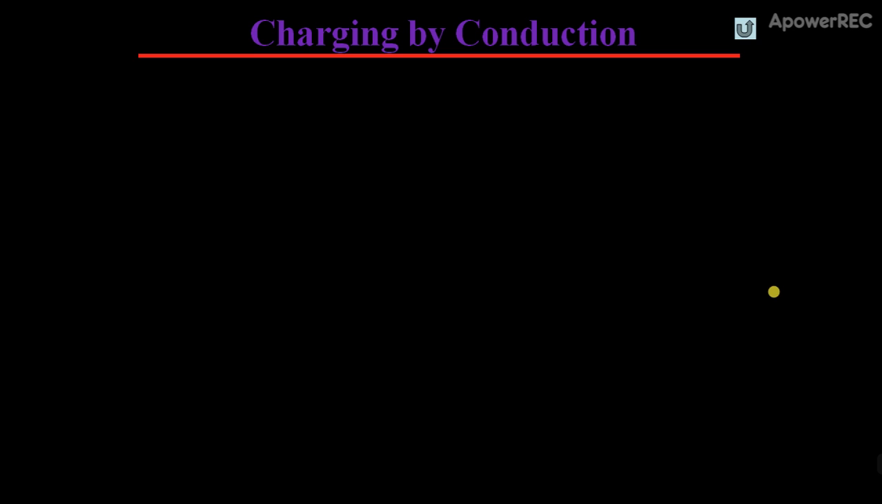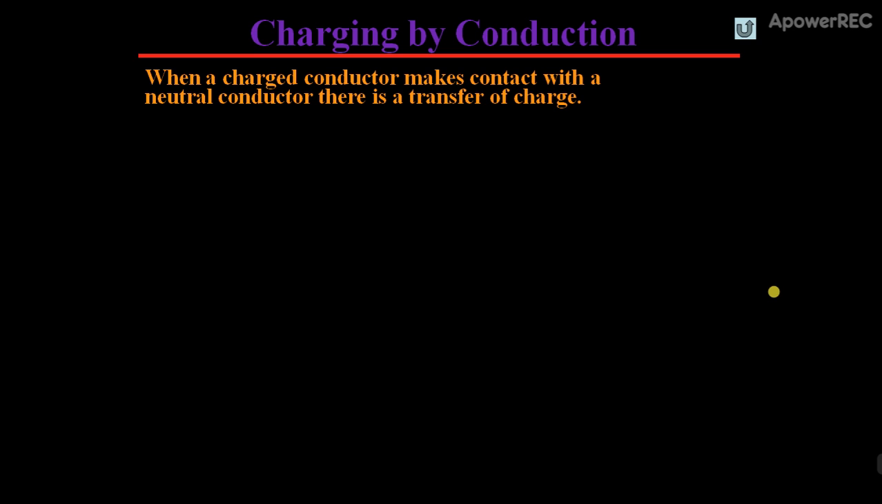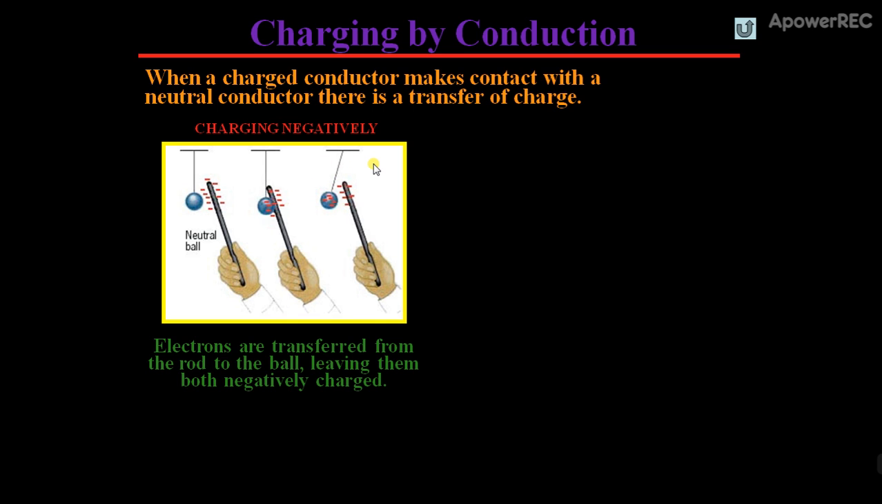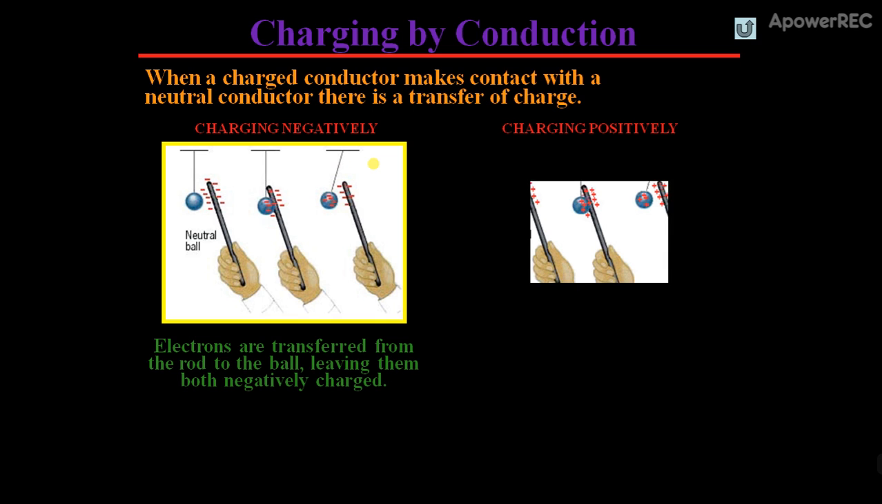Charging by conduction. When a charged conductor makes contact with a neutral conductor, there is a transfer of charge, charging it negatively. That you can observe here. When the negatively charged rubber is kept very near the neutral ball, the ball is attracted, and it too gets negatively charged. In the same way, the electrons transfer from the rod to the ball, leaving them both negatively charged. It is the reason for that.